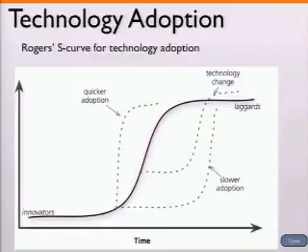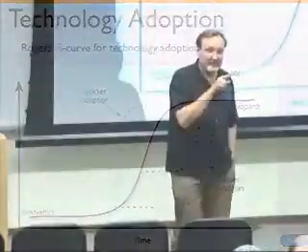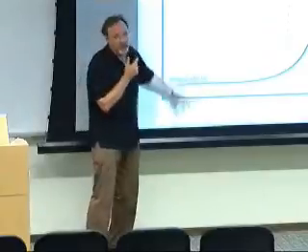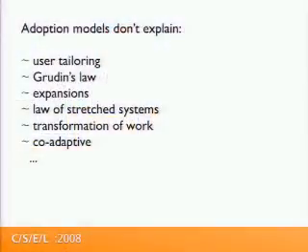Well, the classic model of technology change is technology adoption, early, late adopters, the Rogers S-curve. Now, there are some other models that are starting to move beyond this, but this is the classic one. Now, this is an enormously weak model for understanding what's happening with computer-based and digital technologies.